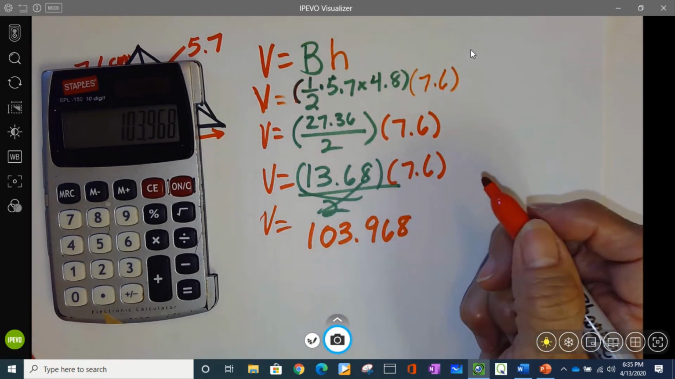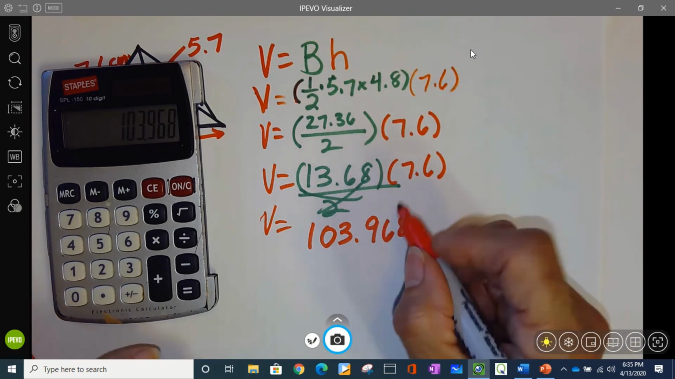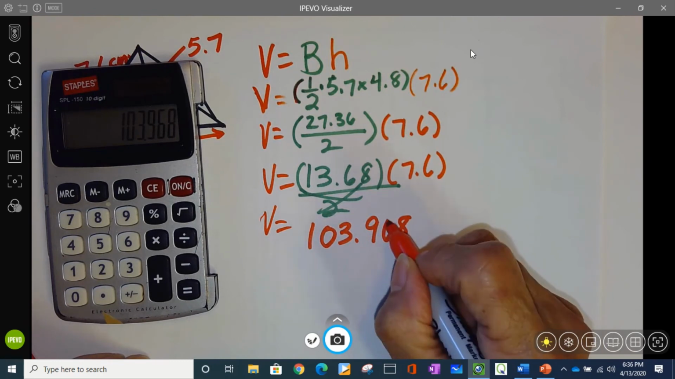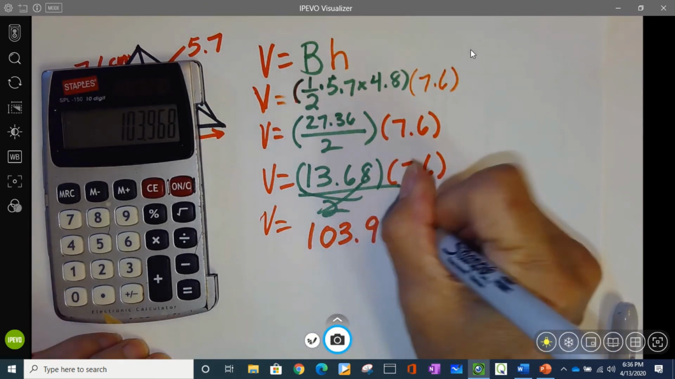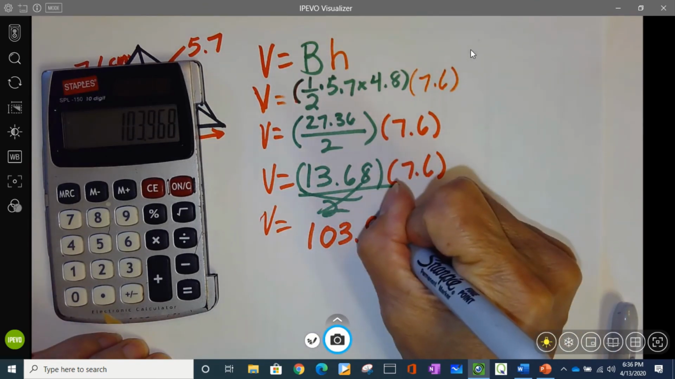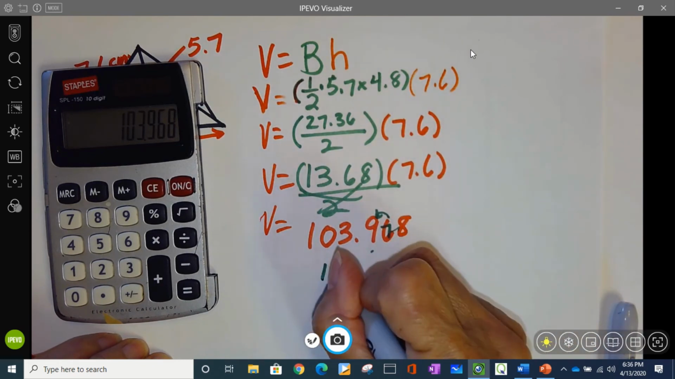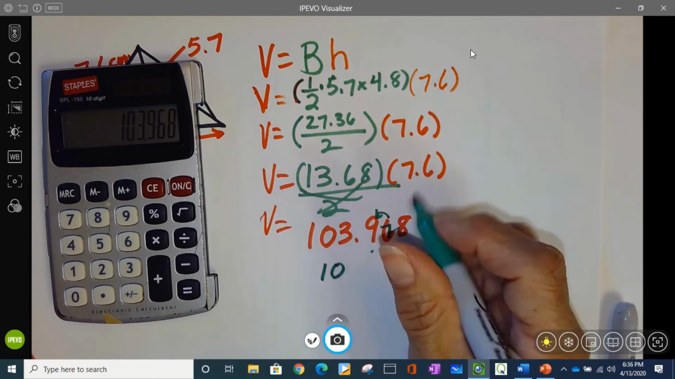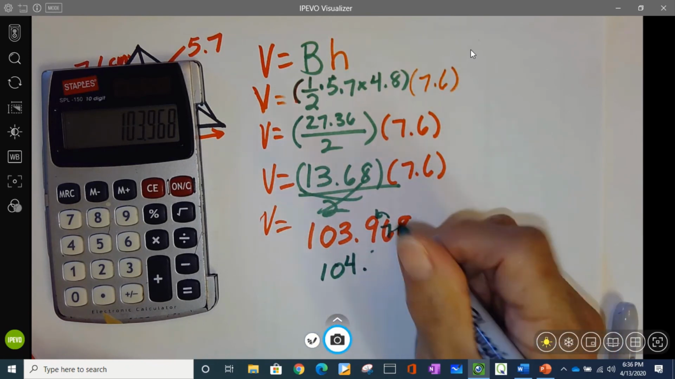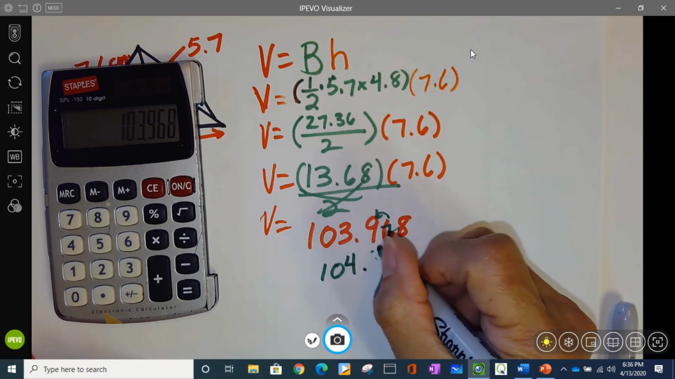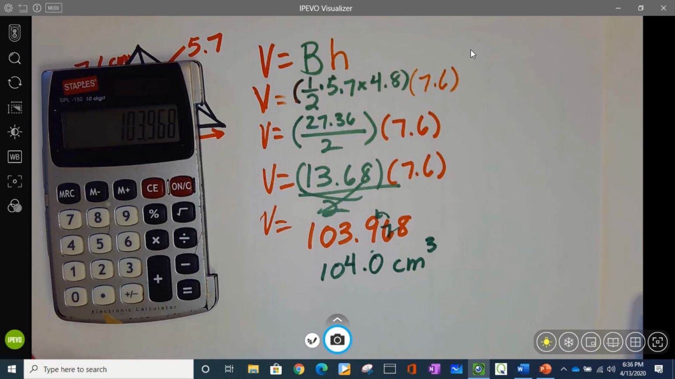Now, if they told us to round this to the nearest tenth, it would be to this. So again, 4 or below, round down, 5 or above, round up. So in this case, this right here becomes a 0. So it could be 1, 0, and then this becomes a 4. So there's your answer, 103.968 rounds to 104.0 centimeters cubed. And there you have it.